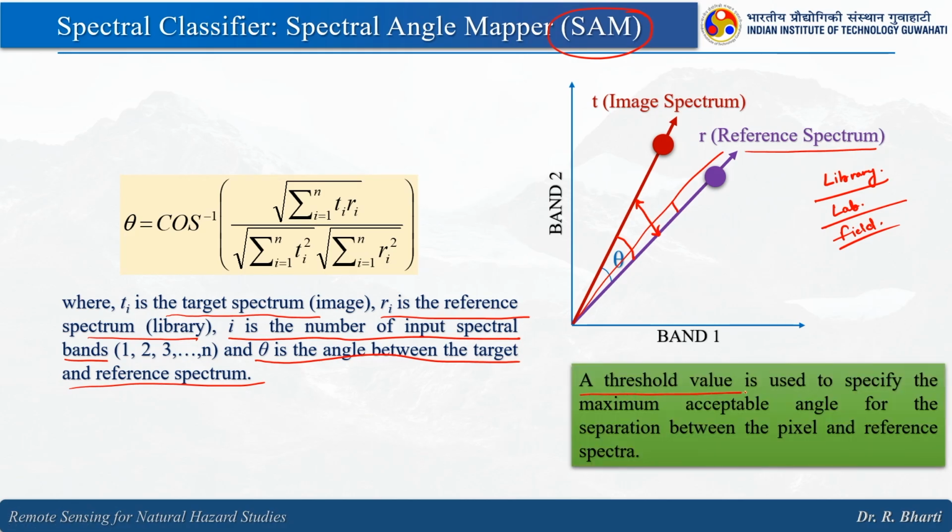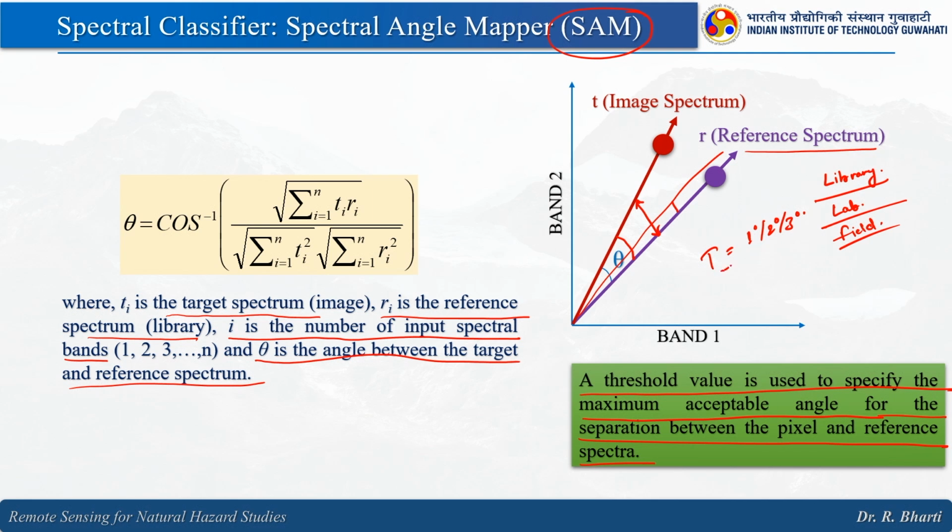A threshold value is used to specify the maximum acceptable angle for the separation between the pixel and reference spectra. So, I can put a threshold of 1 degree or 2 degree or 3 degree.